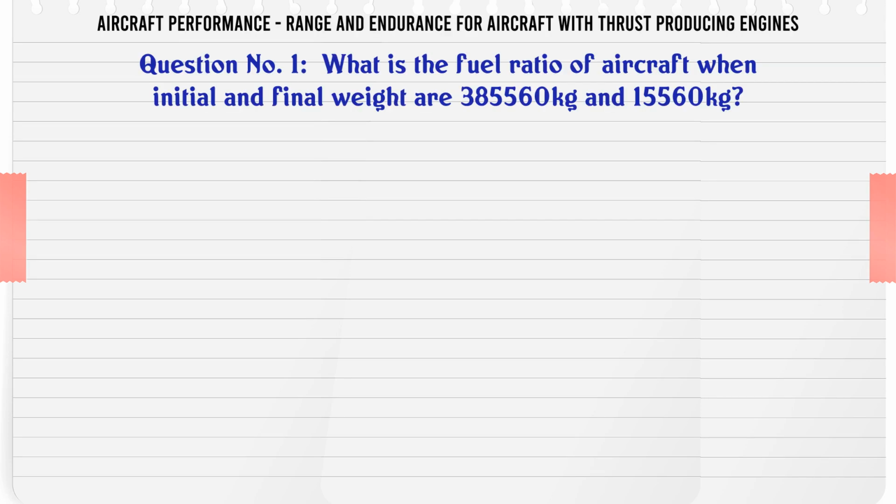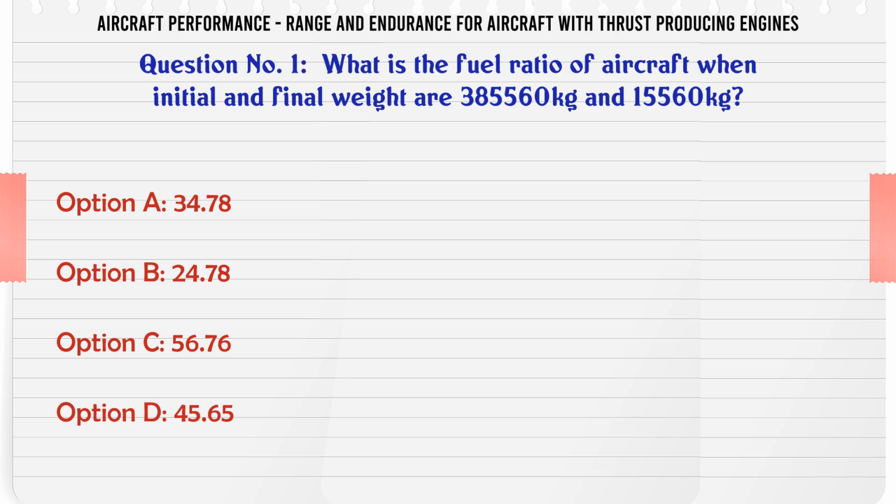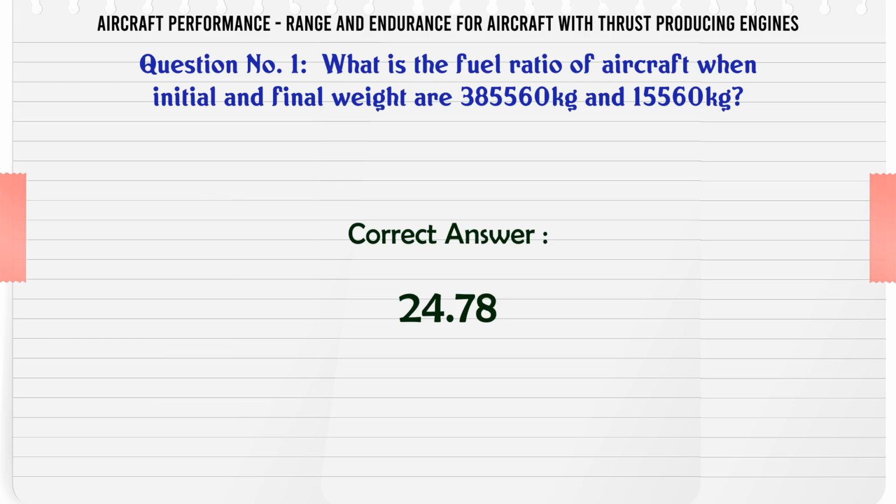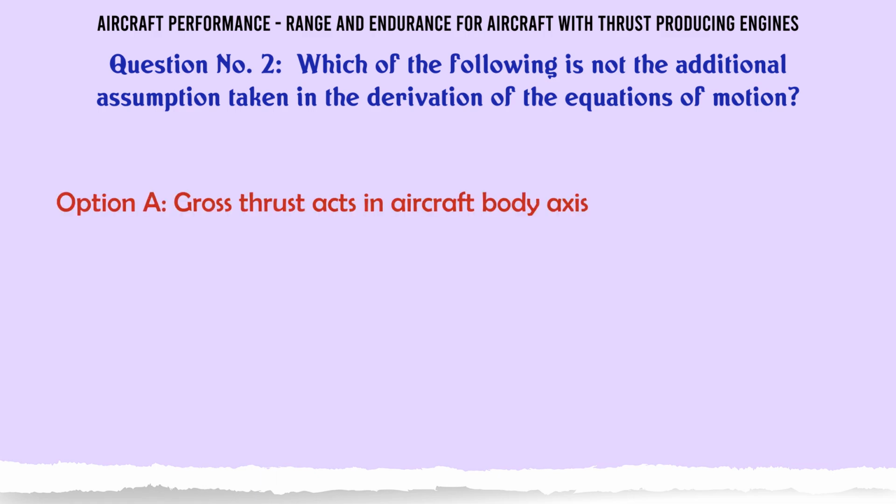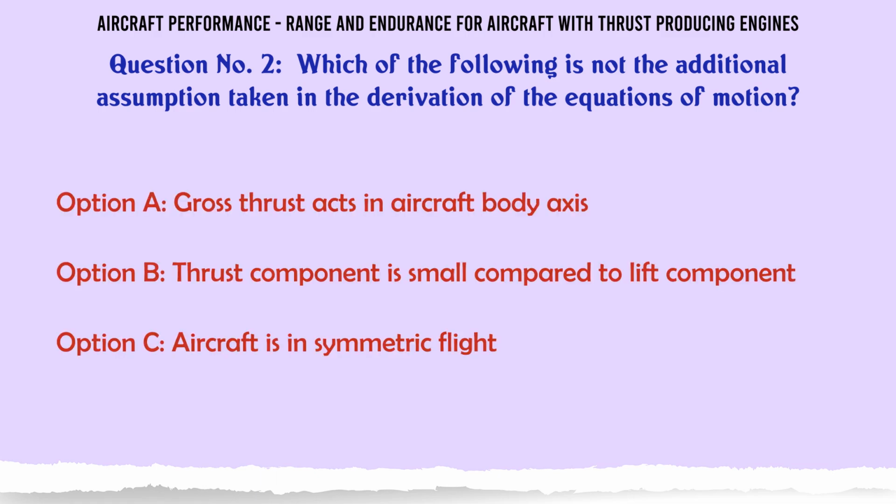What is the fuel ratio of aircraft when initial and final weight are 3,85,560 kilograms and 15,560 kilograms? A. 34.78. B. 24.78. C. 56.76. D. 45.65. The correct answer is 24.78.